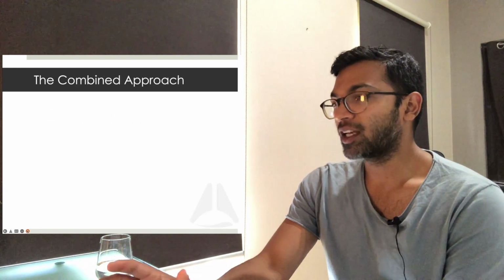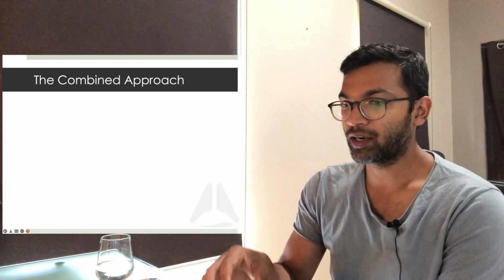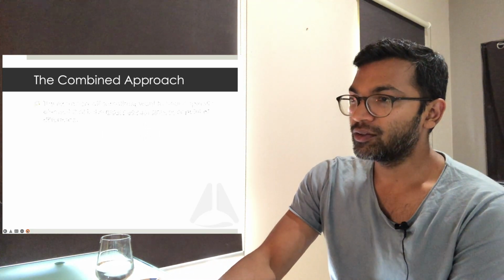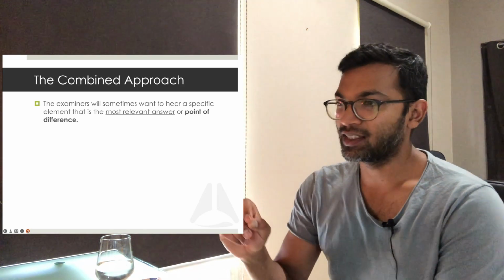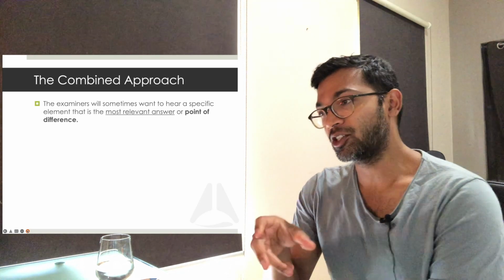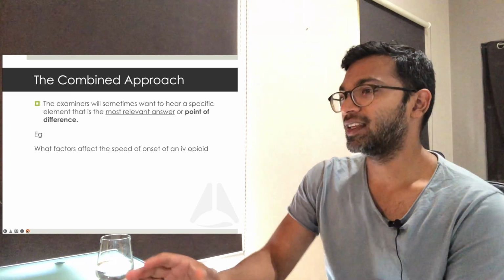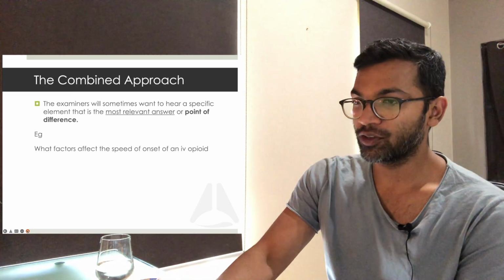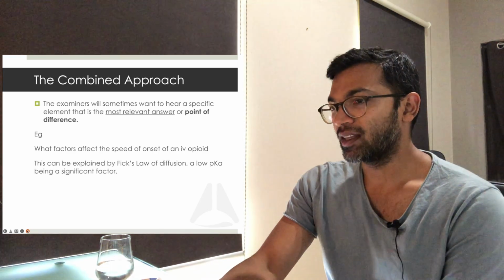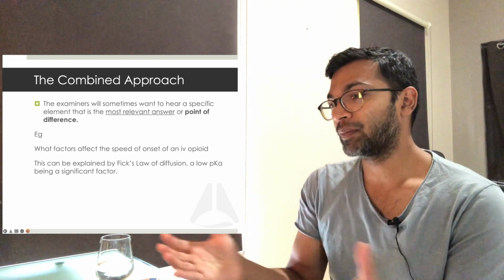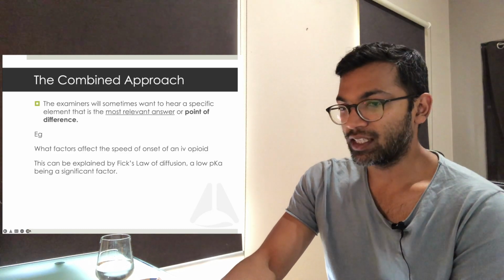Now, I think the combined approach is definitely something in the final exam that's super relevant, but also in the primary exam. You want to try and give the examiners the specific thing that's the most relevant answer or point of difference for that drug or for that situation. Because that way, you don't go into too many things that are not what the examiner is potentially asking for. So what factors affect the speed of onset of an IV opioid? You might start off saying this could be explained by Fick's law of diffusion, but a low pKa is the most significant factor.